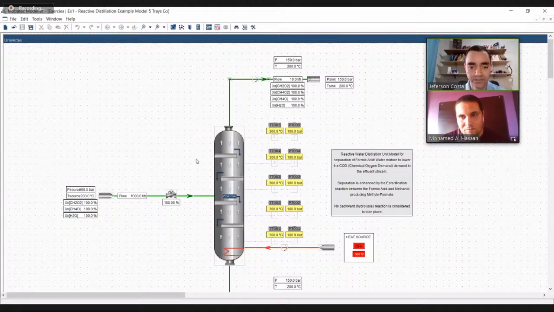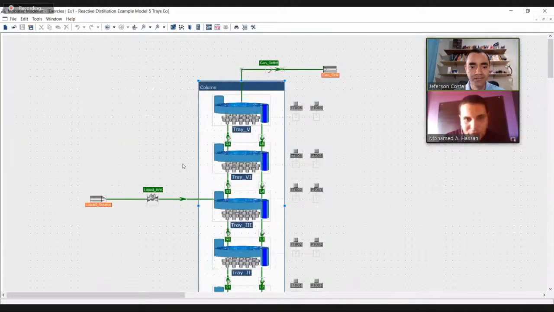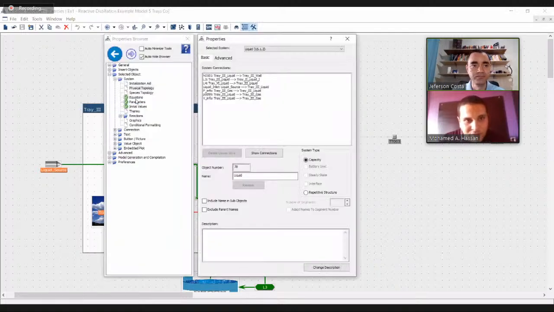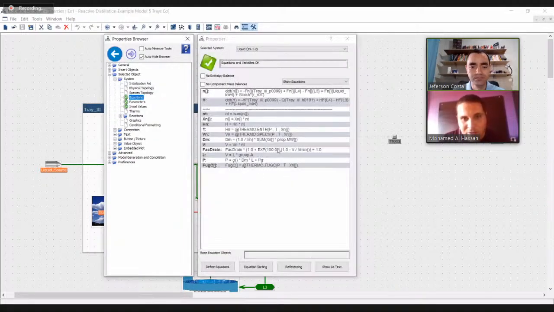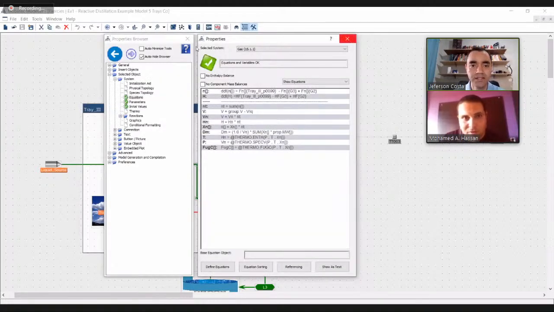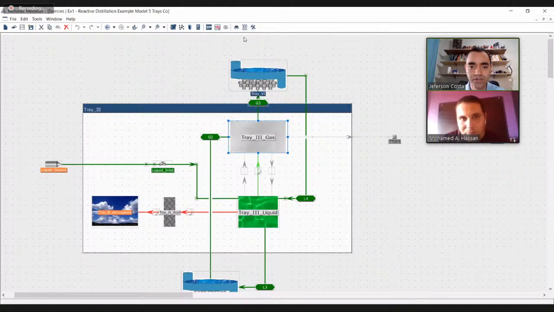So okay, go ahead. Now this is the distillation column, and if we go further in depth, we find five trays. And if we go further into one tray, we find the liquid and the gas. If we go here, we will find the equations governing the behavior or describing the liquid phase. And if we go here, this is the equation describing the gas phase. Are these equations inside the software, or do you write them? No, you write them.